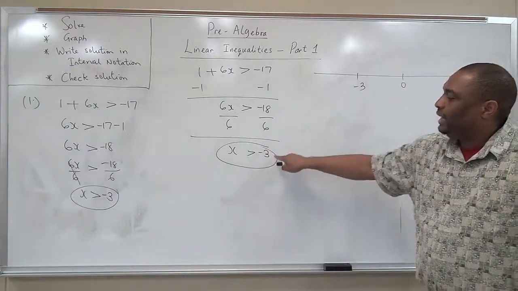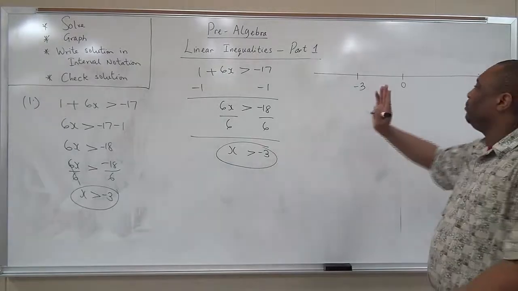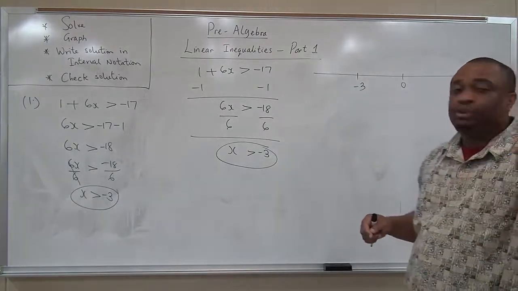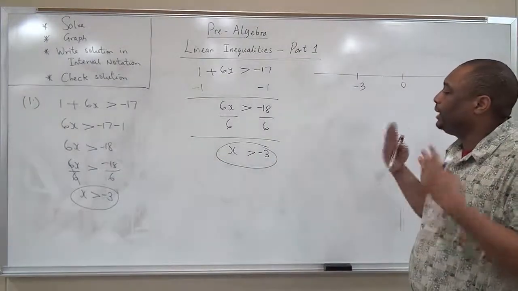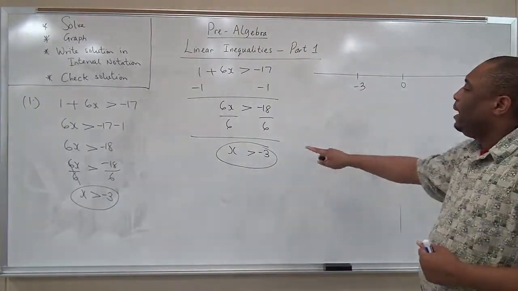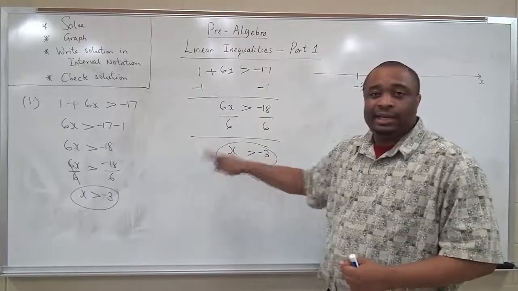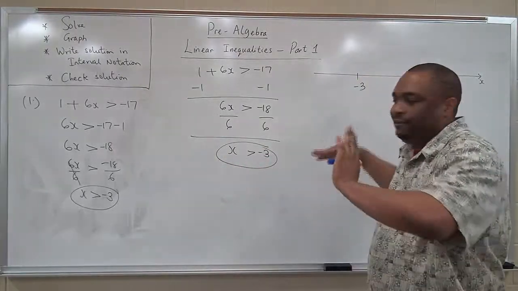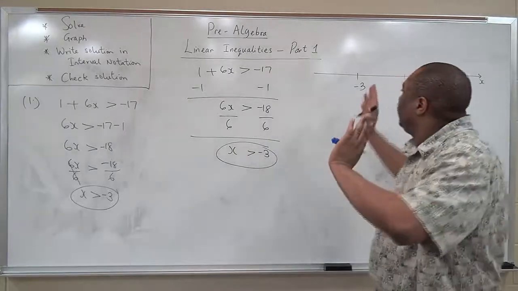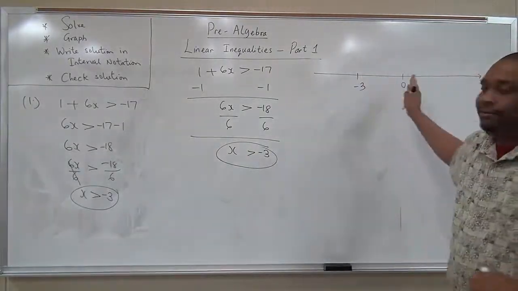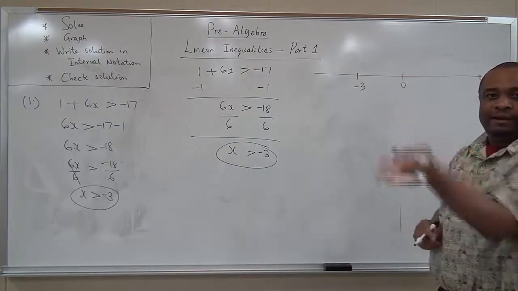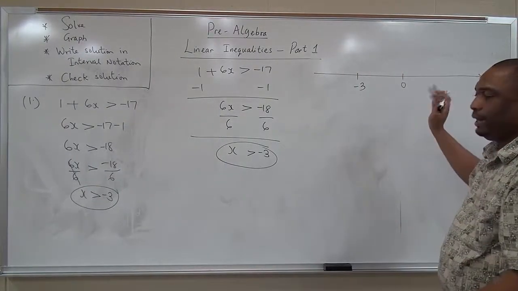This is greater than negative 3, right? So is it going to move right or left? I'll give you a trick, but let me say this first. You make sure that your variable is on the left-hand side, right? So this means all the numbers that are greater than negative 3. If you look at this, all the numbers that are greater than negative 3, are they to the right of negative 3 or to the left of negative 3? They are to the right.